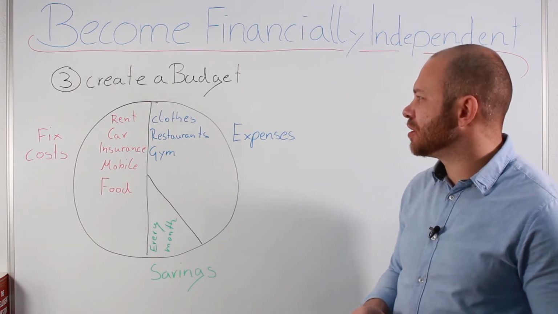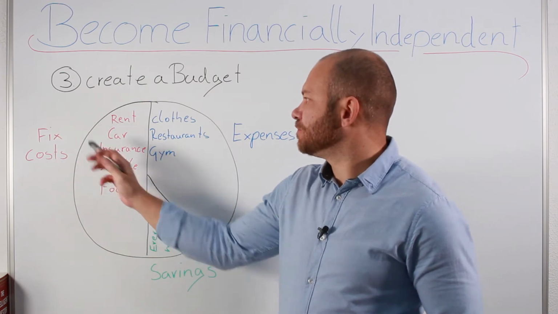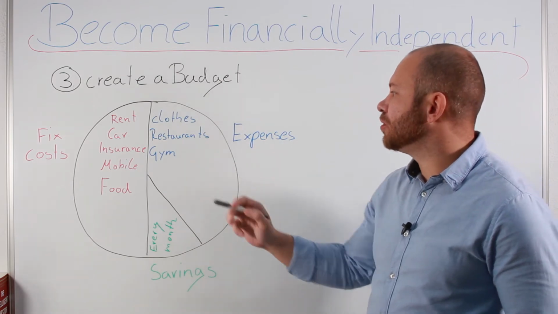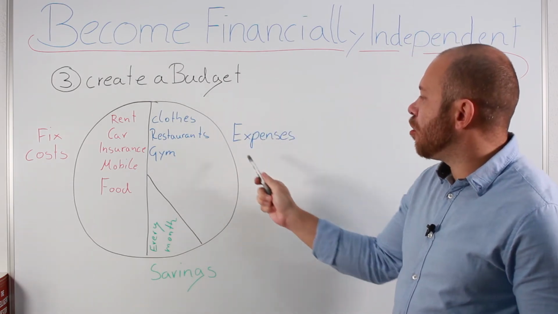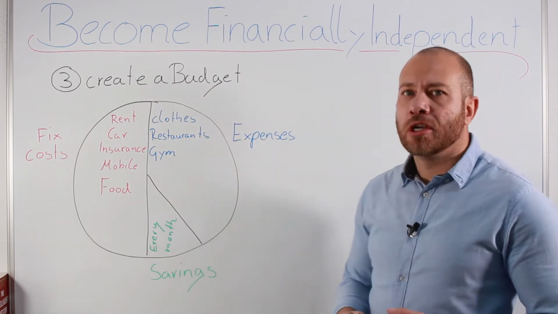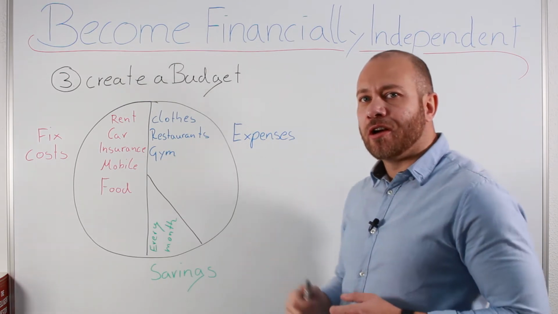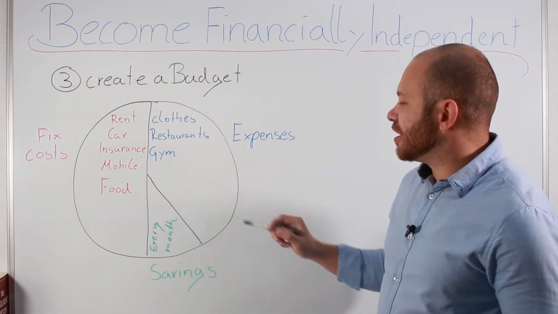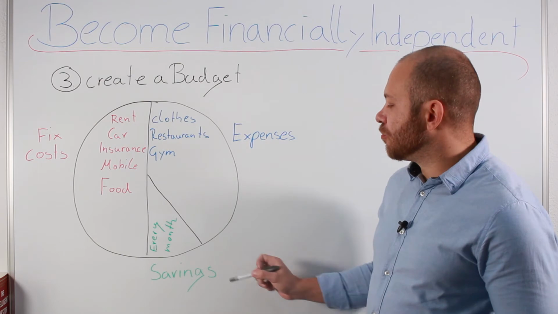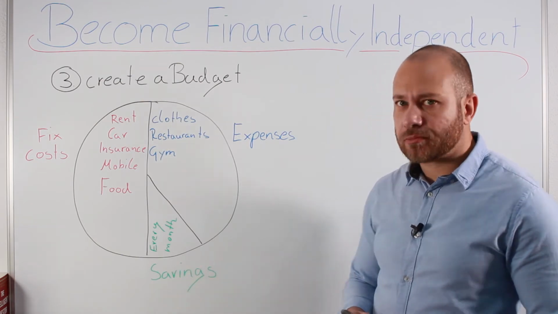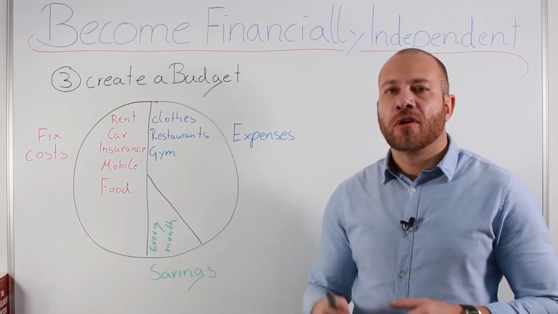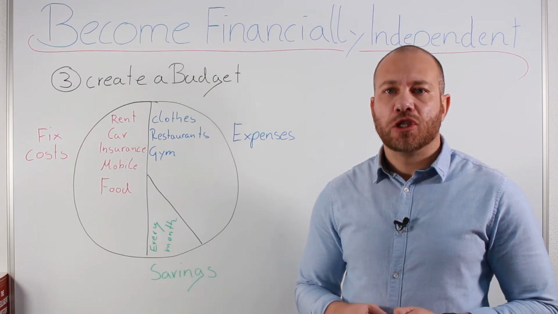So what I want you to do is write down all your fixed costs, for example, your rent, your car, insurances, mobile and food, and what you have on monthly expenses, on clothes, restaurants. If you go to the gym to look like Arnold, then please write it down as well. The most important, what I want you to do is to create a budget for your savings. Means the maximum amount you can put aside and save without drastically changing your life.